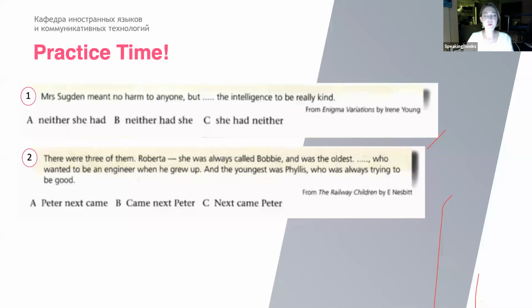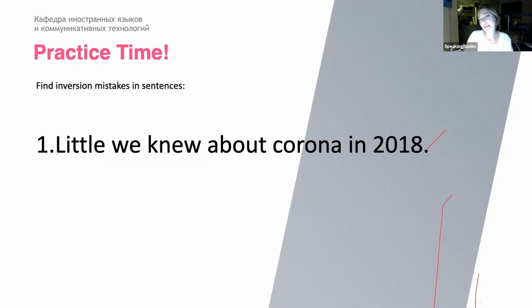Let's check some more sentences and your understanding there. Well, come on, I want to see some mistakes. I'm the teacher, I'm used to seeing mistakes. Let's see, maybe you will fail a little bit here because it's a little bit more difficult. The task is to identify the mistake in the sentence on the slide. The number of the sentence is 1. Little we knew about Corona in 2018.